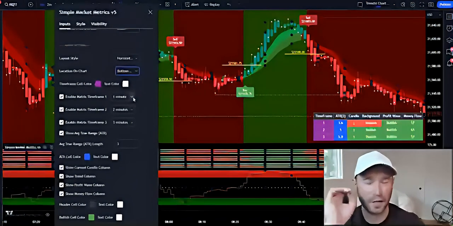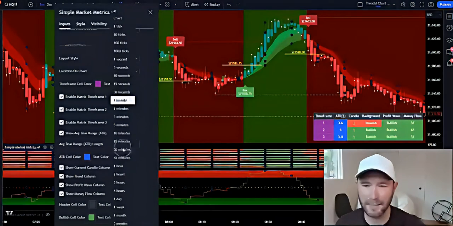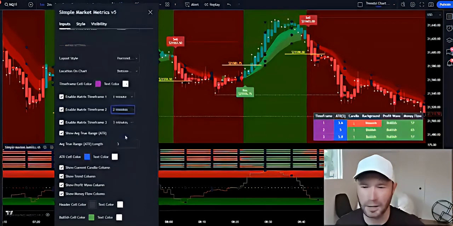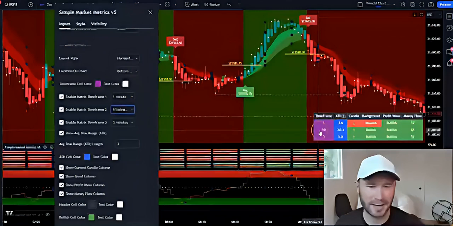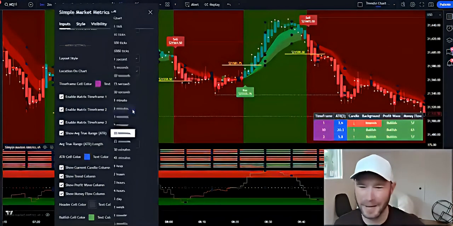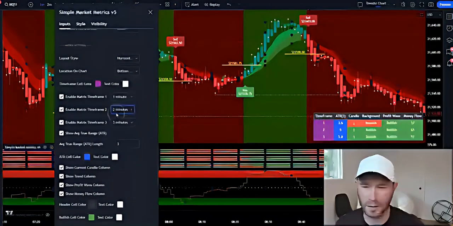This right here, you guys, you can choose up to 3 different time frames and literally any time frame that you want, from ticks to seconds to minutes to hours to days, whatever you want, and you can change this to anything. You see how that's 10 minutes? This will then change over here to 10 minutes, right? So let's say I'm on the 1-minute time frame and I want to know the 1 minute, 2 minute, and 3 minute. 1, 2, and 3.